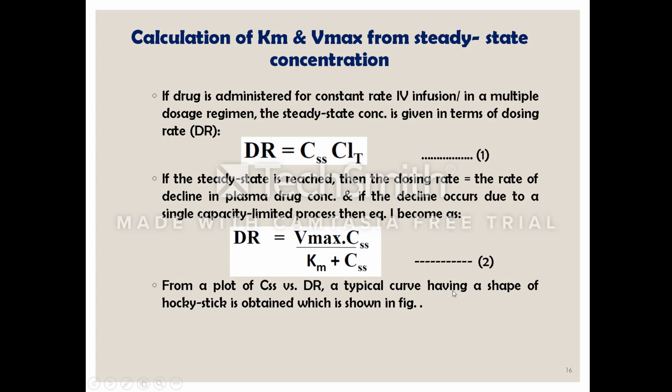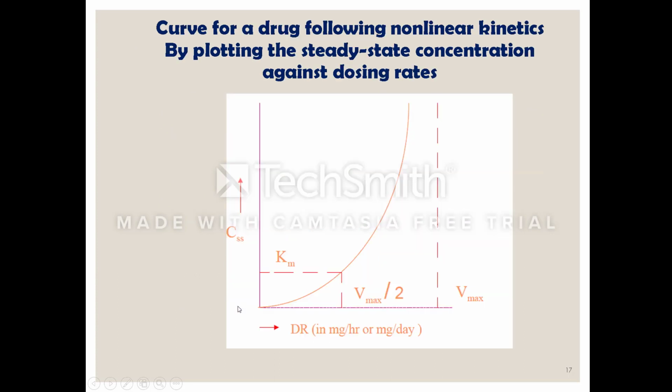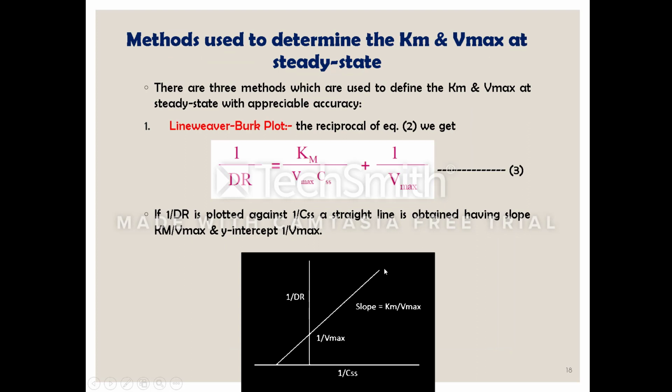Rearranging this equation, when you plot a graph of Css versus DR, you will get a typical curve with the shape of a hockey stick. This you can see. And this is known as the Km. Now what is Km? It is the concentration at which the rate of the reaction becomes half, that is Vmax/2.